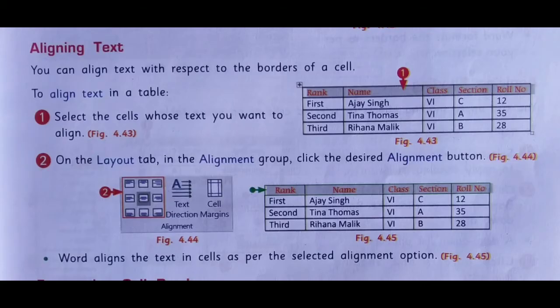Aligning text. You can align text with respect to the borders of a cell. To align text in a table, select the cells whose text you want to align. On the Layout tab in the Alignment group, click the desired alignment button. Word aligns the text in the cell as per the selected alignment option.